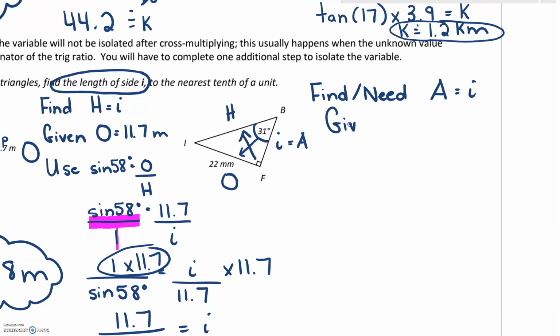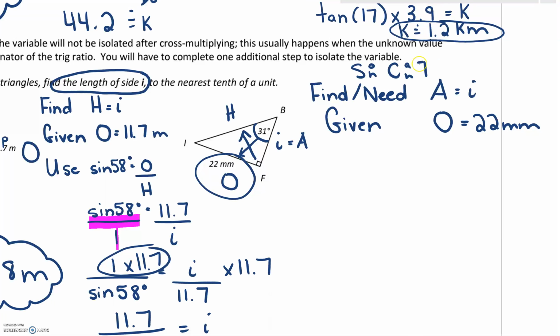We're given some pieces of information. In this case, we're given the opposite. So I'm going to write given O equals 22 millimeters. This is what's going to help you determine what you're going to use. I'm just going to rewrite SOHCAHTOA up here, just so that you can see it. In this case, we have A and O. For the sine ratio, we need O and H, which is not the case. For cosine, you need A and H, which is not the case. And if you notice, we have O and A, which means we're going to use the tan.